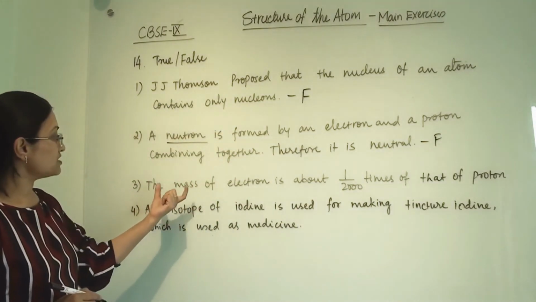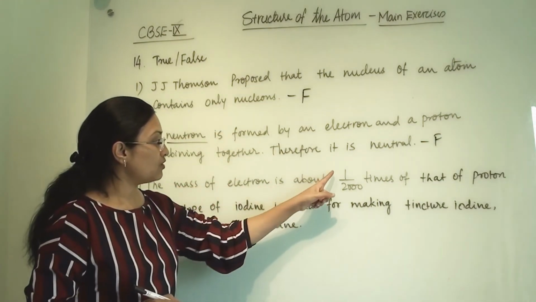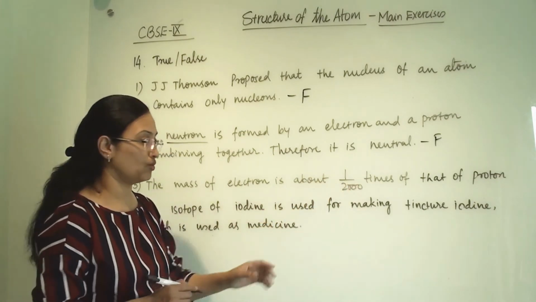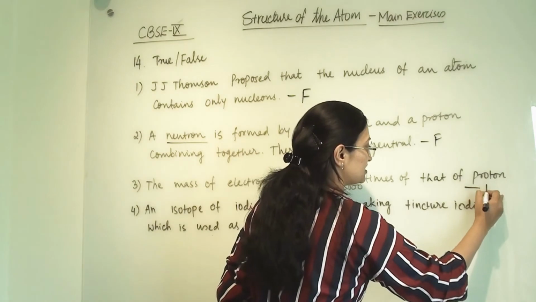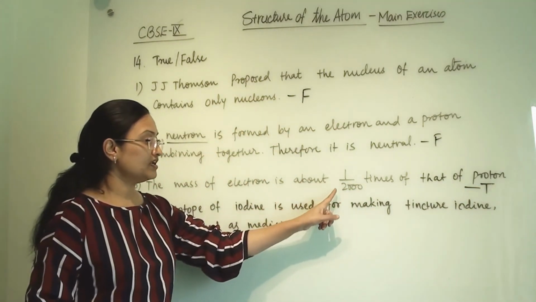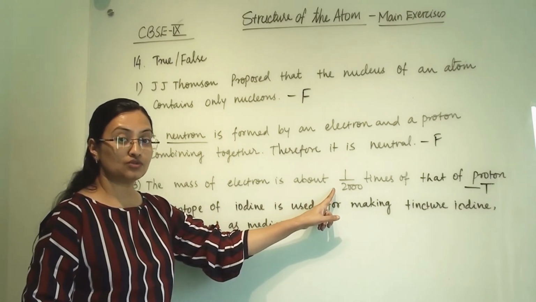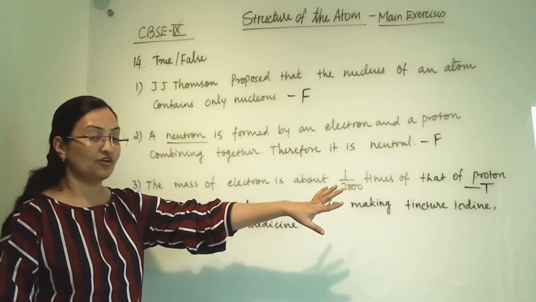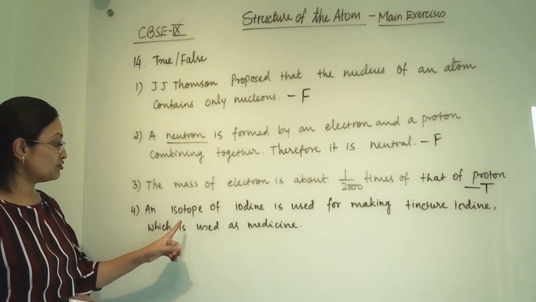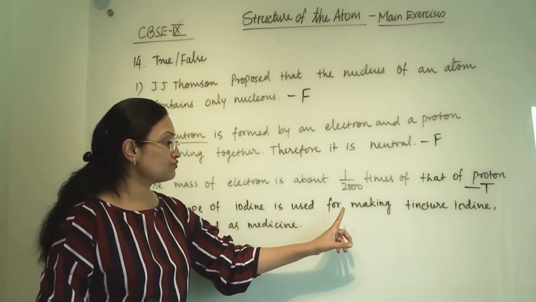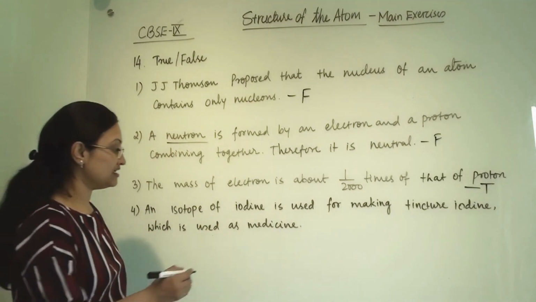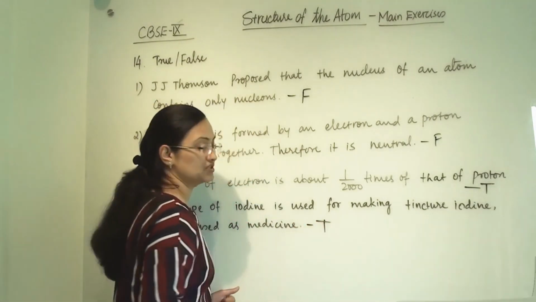Third: the mass of an electron is about 1 divided by 2000 times that of a proton. So this statement is true. The mass of an electron is about 1 by 2000 times that of the proton. Then the fourth statement: an isotope of iodine is used for making tincture iodine, which is used as medicine. So this is a true statement.